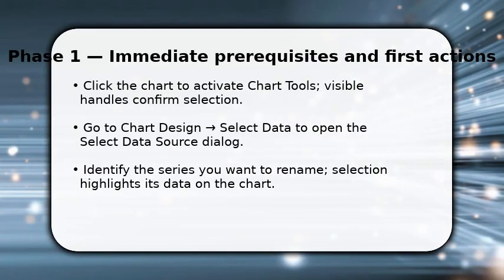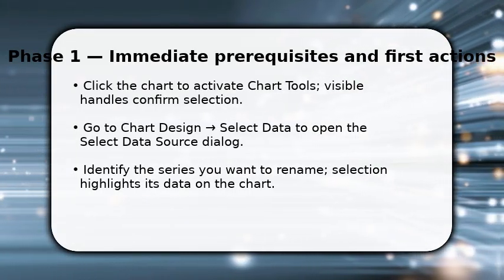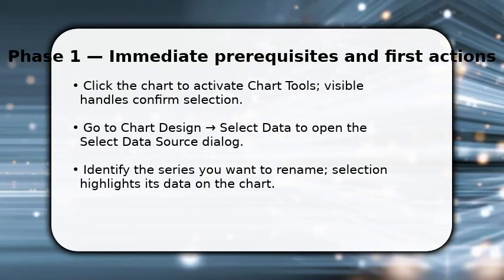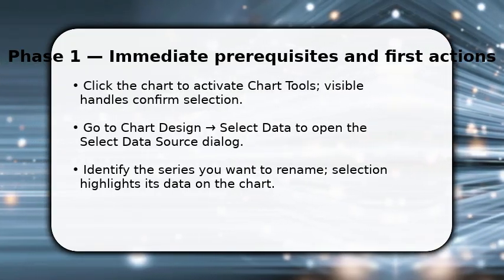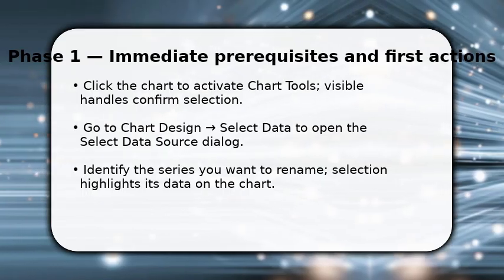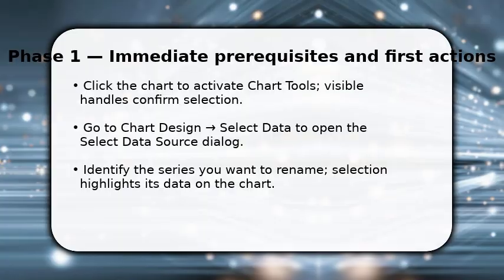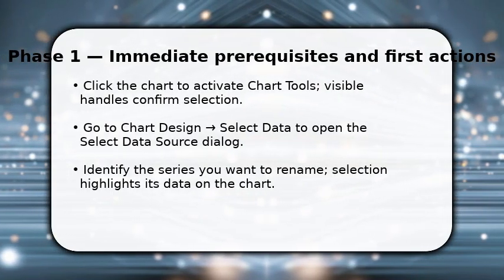You start by selecting the chart itself so Excel knows which series you mean. Once selected, go to Chart Design and choose Select Data to open the Select Data Source dialog. This is the only reliable place to rename a series. You need the series highlighted in that list. Make sure the correct series is selected, because changes here map directly to the legend and formula references.